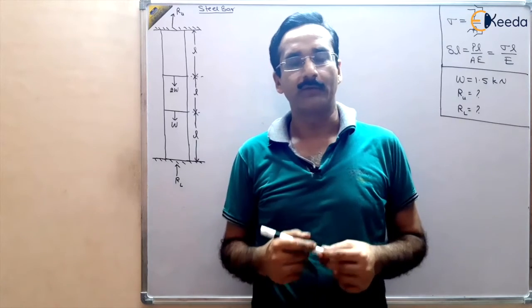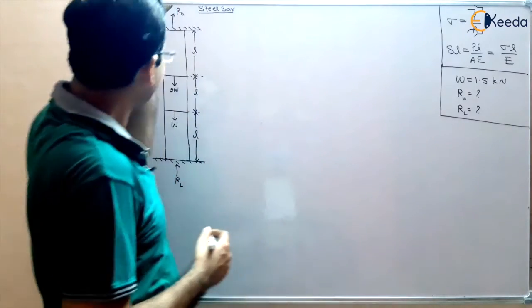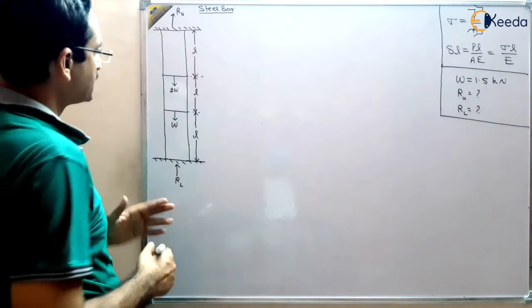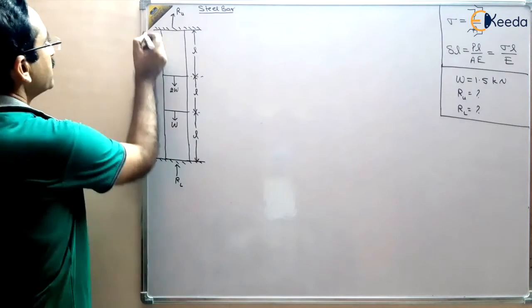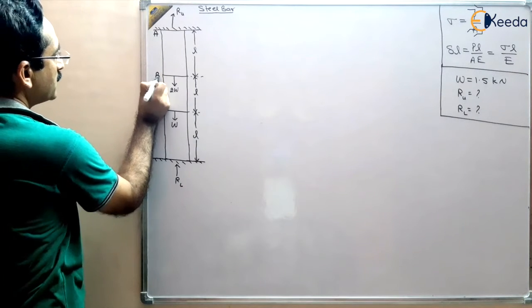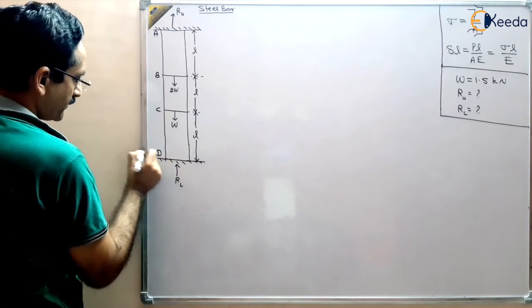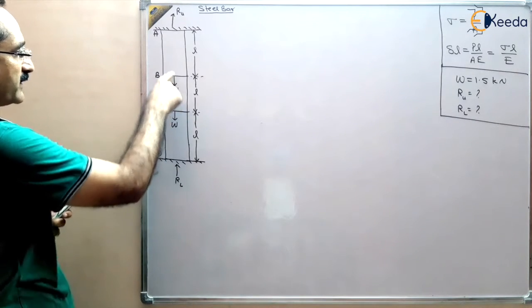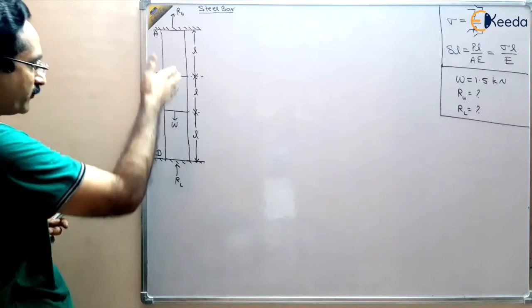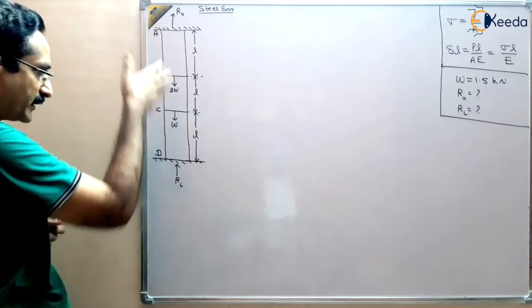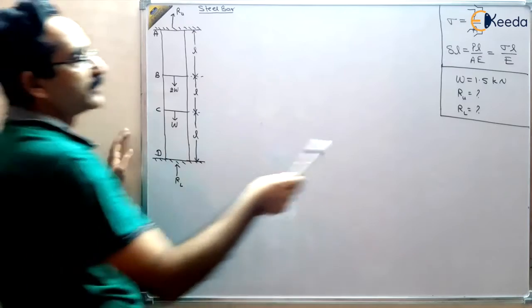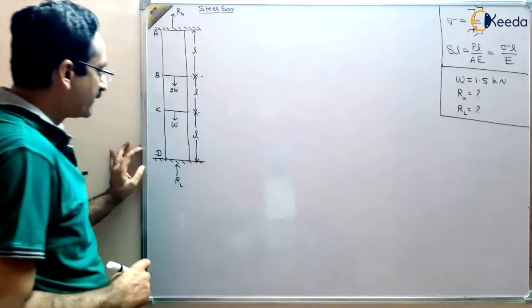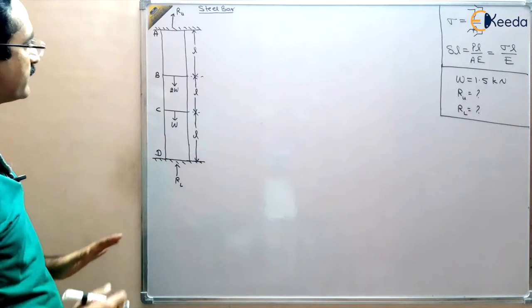In this numerical, we are given a vertical steel bar with intermediate forces acting on it. Say this is A, this is B, C and D. At B and C, forces are there. A 2W force is at B in the downward direction, and a W force is at point C, also downward. The value of W is given as 1.5 kilonewton.